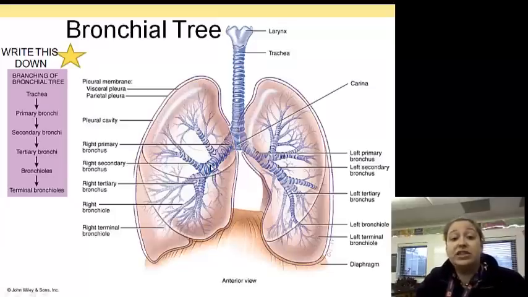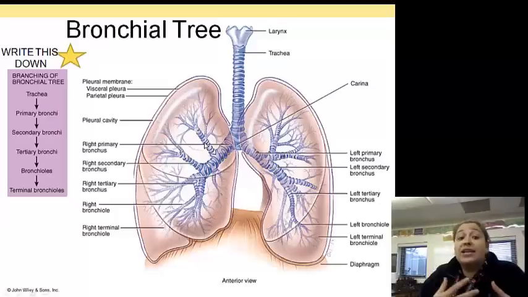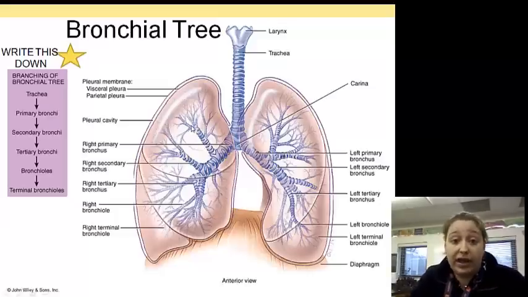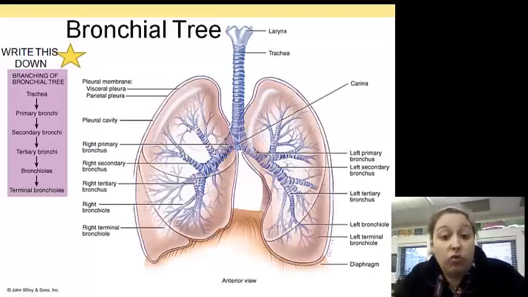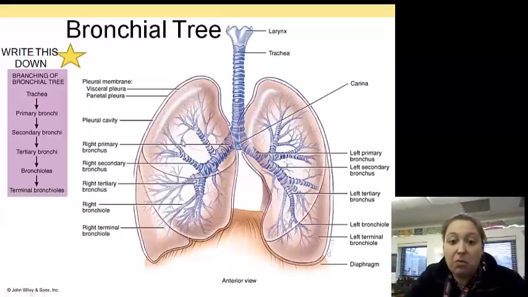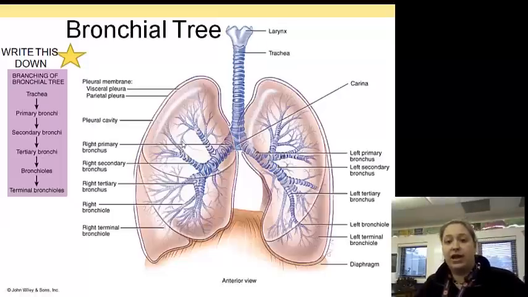Then it branches into secondary bronchi, which are these bigger ones, that branch into tertiary bronchi, which are these smaller ones, that branch into bronchioles, which are even smaller, and then finally to our terminal bronchi. I would know that order if I were you.